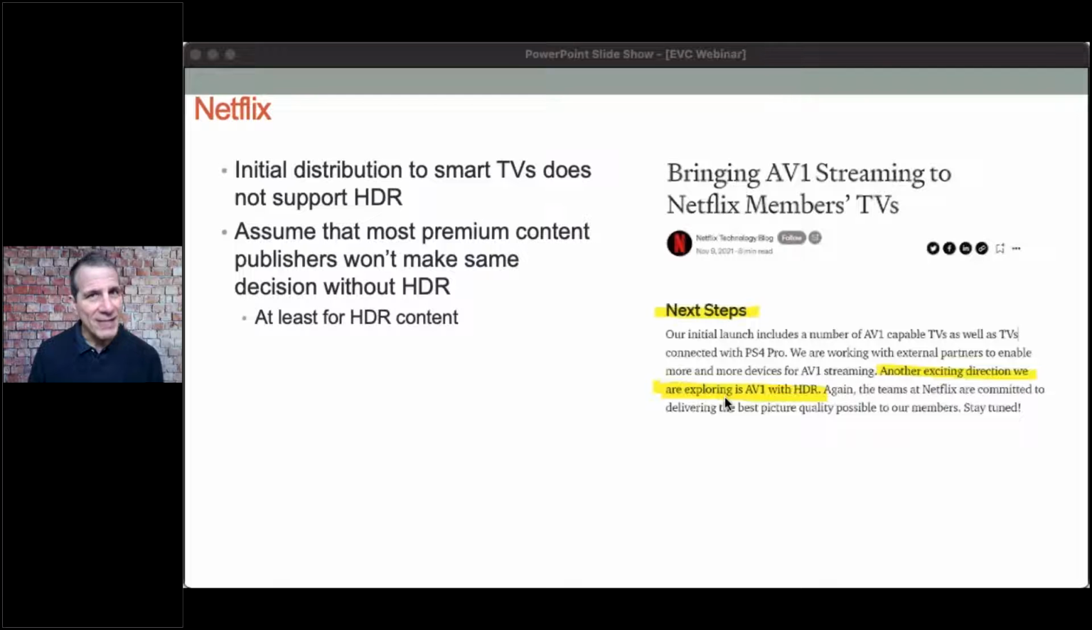And I should point out that when Netflix started distributing AV1 video to smart TVs, which was their November 2021 announcement, they did it without HDR support. If you look at the article shown on the right, it says another exciting direction we're taking is exploring AV1 with HDR. And again, Netflix is a founding member of the Alliance for Open Media, so they're obviously very supportive of AV1. I'm not sure any other independent publisher would use AV1 until it supports HDR, particularly for HDR compatible content.